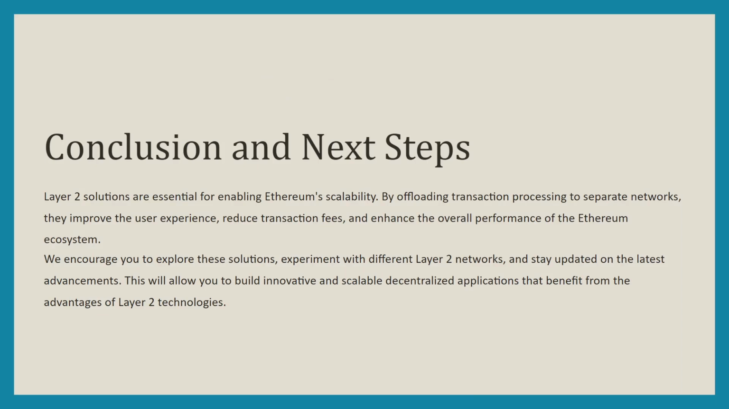Finally, conclusion and next steps. Layer 2 solutions are essential for enabling Ethereum scalability. By offloading transaction processing to separate networks, they improve the user experience, reduce transaction fees, and enhance the overall performance of the Ethereum ecosystem. We encourage you to explore these solutions, experiment with different layer 2 networks, and stay updated on the latest advancements. This will allow you to build innovative and scalable decentralized applications that benefit from the advantages of layer 2 technologies.